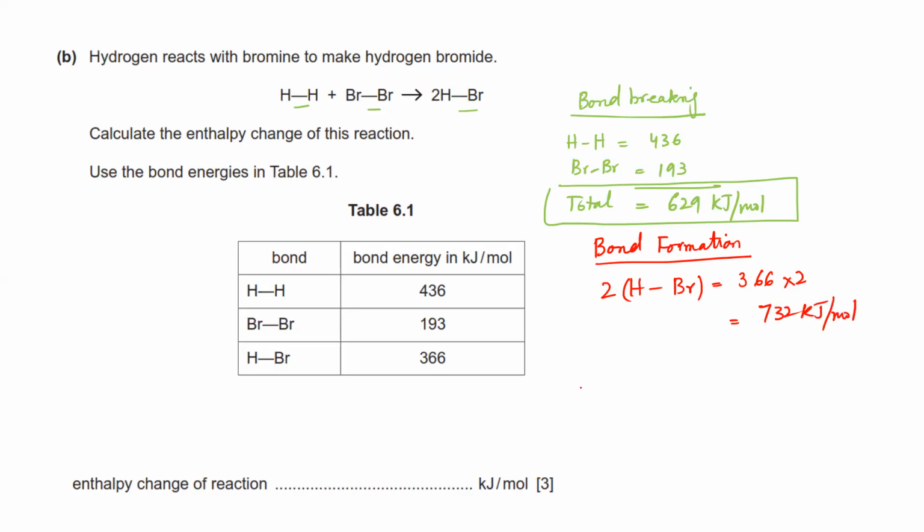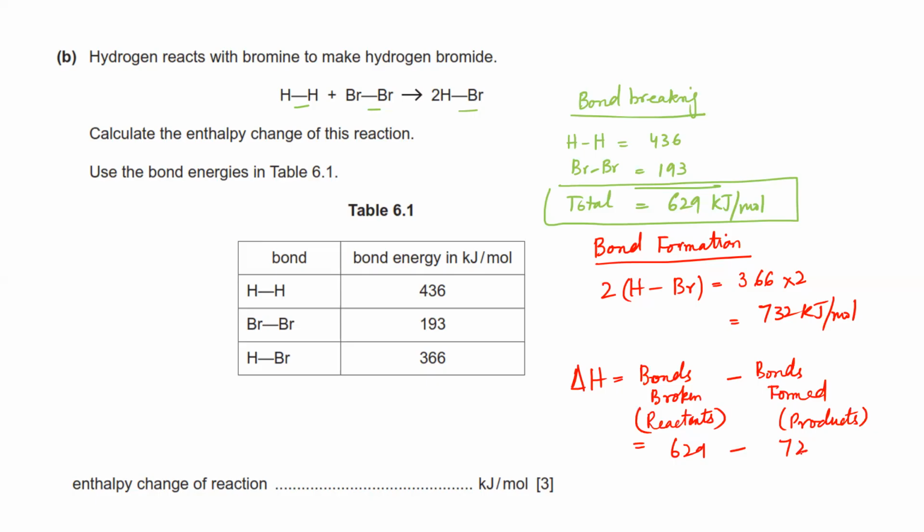Okay. And then change in enthalpy, delta H, is actually equal to bonds broken minus bonds formed. This is the change in energy, or difference between the reactants and products. This is your reactants, and this is your products. So the reactants energy is 629, and your products is 732. The answer is minus 103 kilojoules per mole. So the change in enthalpy, or delta H, is this.